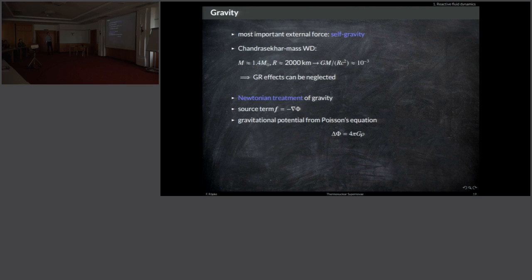So this source term is then just given by minus the gradient of the Newtonian gravitational potential. And this gravitational potential, of course, can be determined in principle from Poisson's equation, as you all know it.